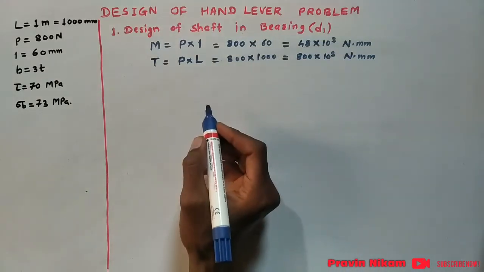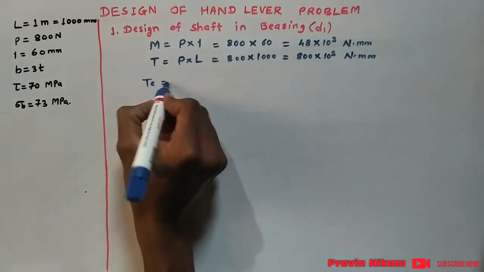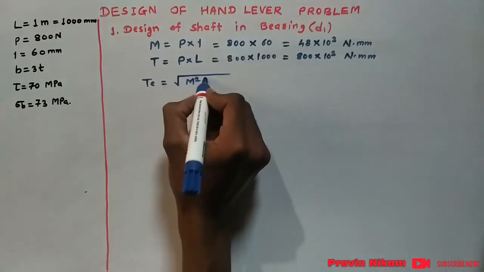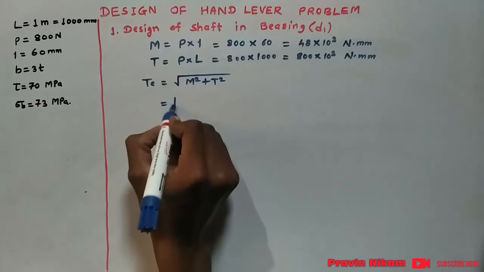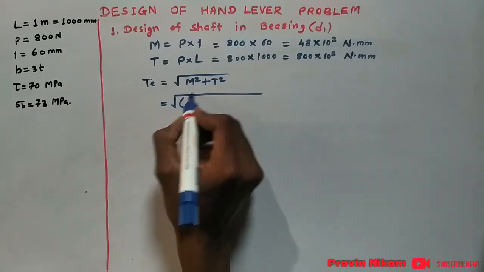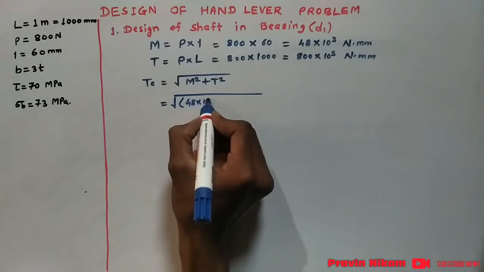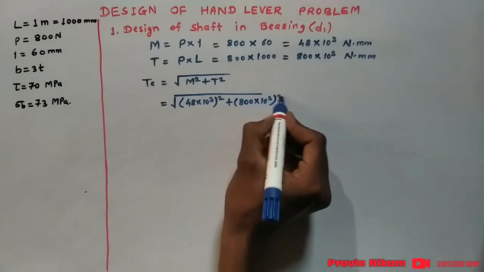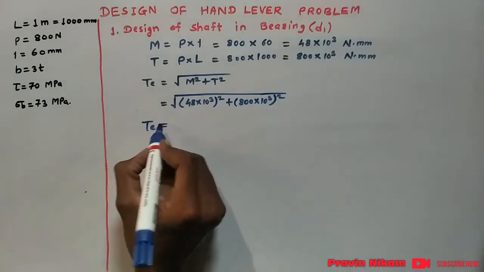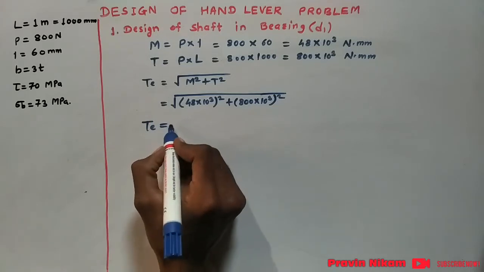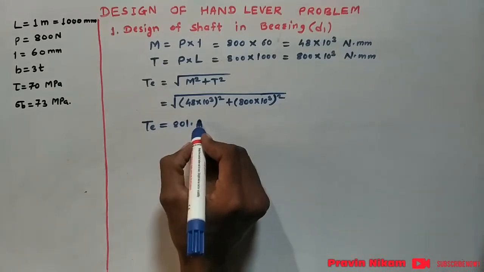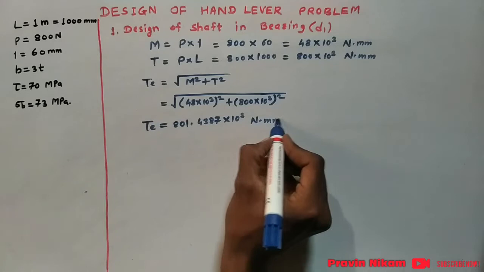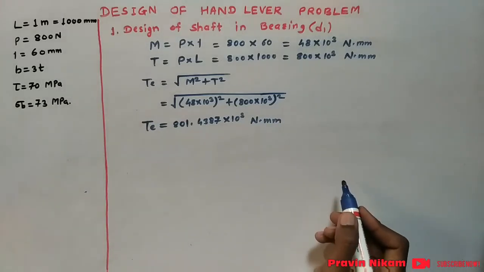Now find out equivalent twisting moment, that is Te. So equivalent twisting moment Te is equal to root of M square plus T square. So that is equal to, put the values here. M is 48 into 10 raised to 3 square plus 800 into 10 raised to 3 square. So here Te becomes 801.4387 into 10 raised to 3 Newton mm. So this is equivalent twisting moment Te.